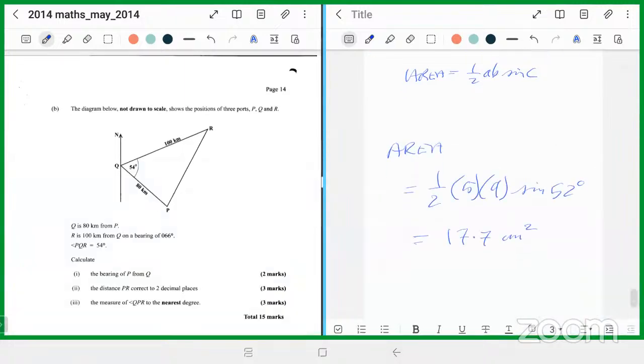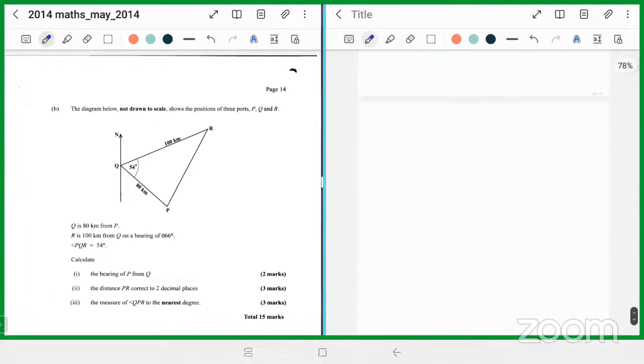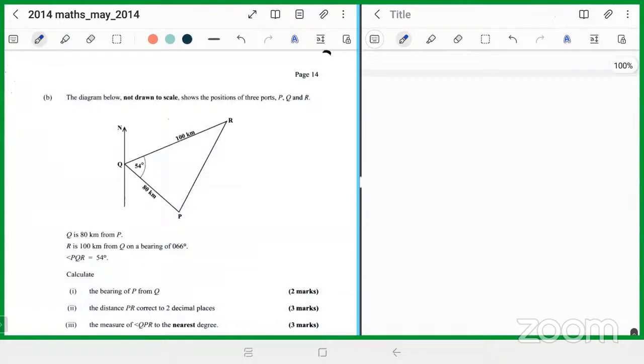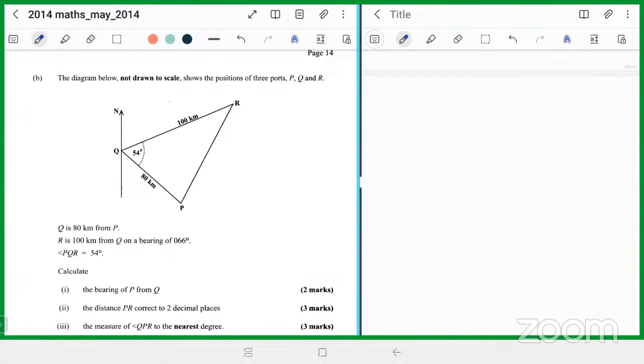All right, one last question and then we can call it a day. So give us this diagram. You can see it's a bearings question again. It says the diagram below, not drawn to scale, shows a portion of 3 ports, P, Q, and R. It says Q is 80 kilometers from P, and we can see that right here. Q and P, 80 kilometers apart. And R is 100 kilometers from Q. That also is on the diagram, which is good.